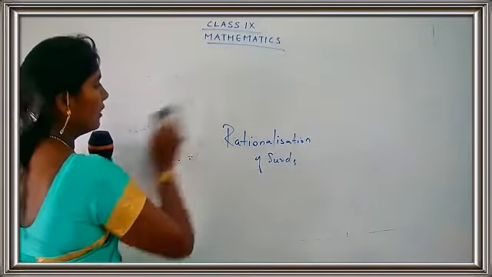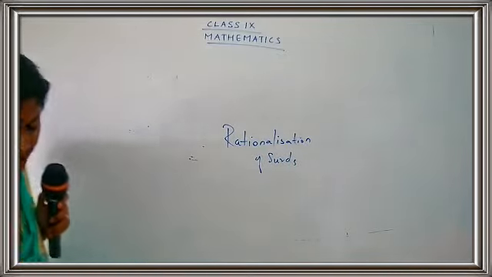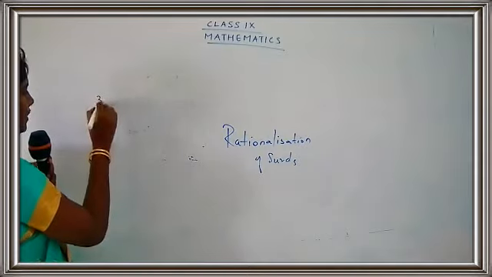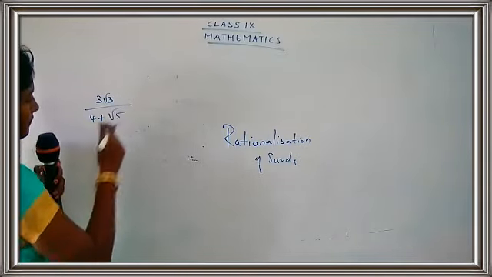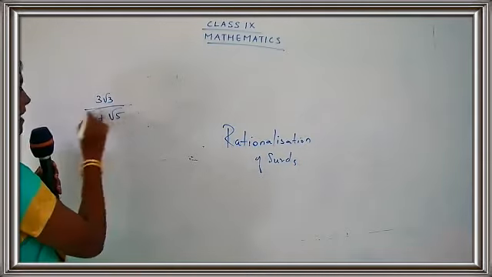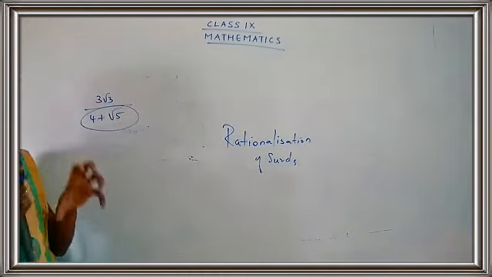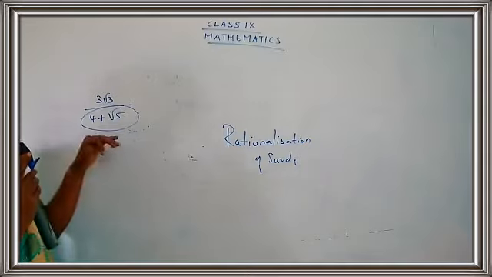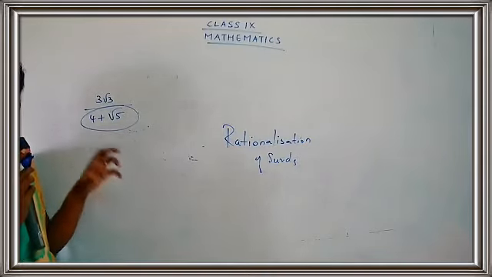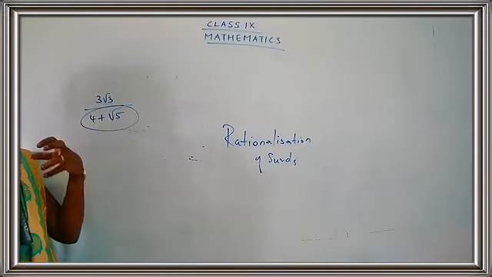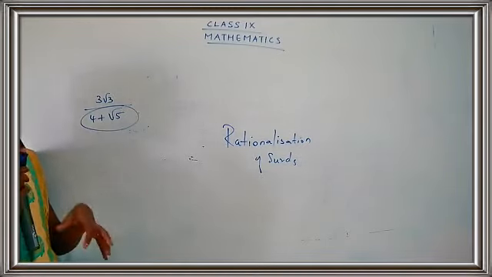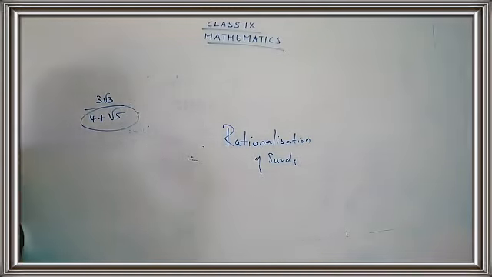Let me take one more example for rationalization of surds. I'll take an example of 3 root 3 upon 4 plus root 5. Okay, now here I have a compound surd in the denominator part. What is the meaning of compound surd? It has more than one term along with the algebraic sign. It may be an addition sign or it may be a subtraction sign. So here I have 4 plus root 5.